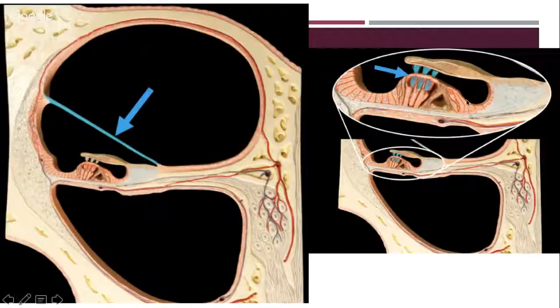If we zoom in even further, we can see the organ of Corti, C-O-R-T-I, which is just where these hair cells come from. So those are hair cells highlighted right there. And this is the tectorial membrane. And this layer right here, the lighter color, is the basilar membrane.